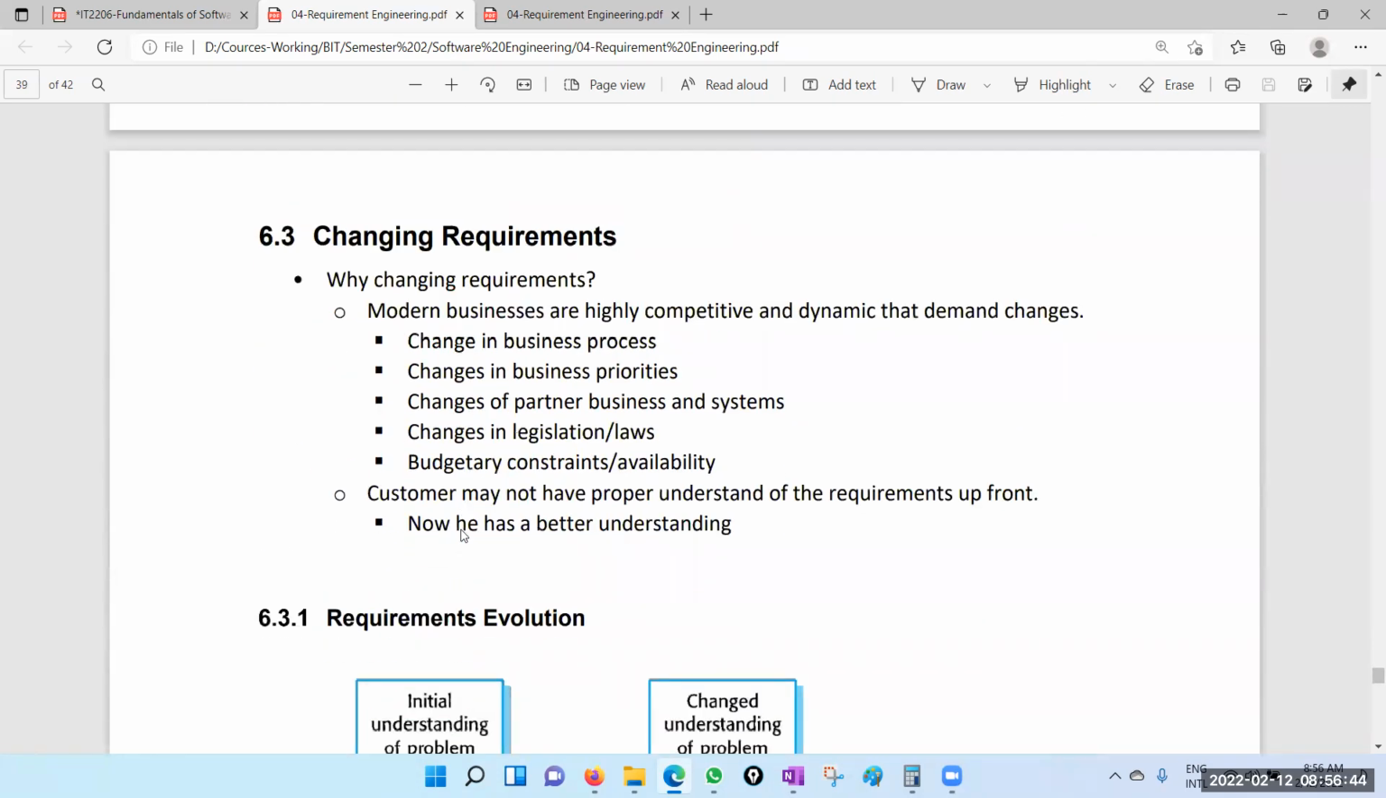So then I told you there are some challenges. Now we basically understand how to tackle the complexity by analyzing and modeling.